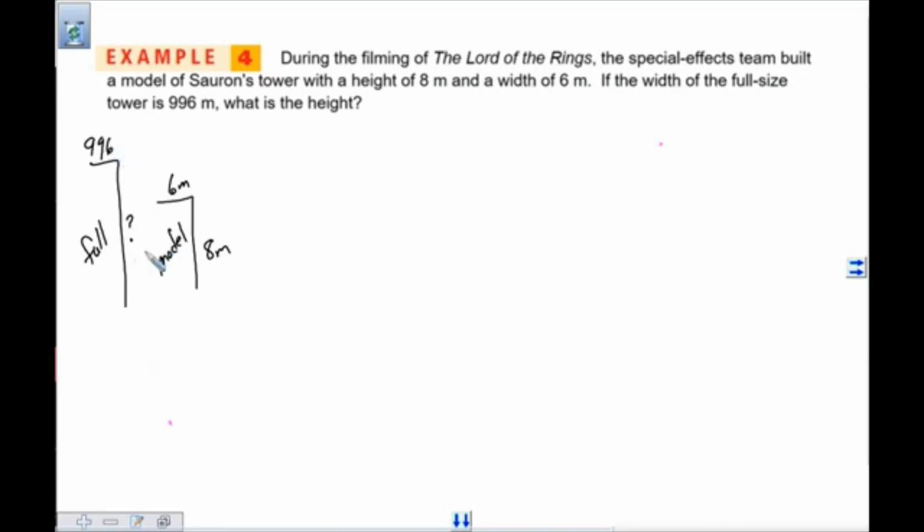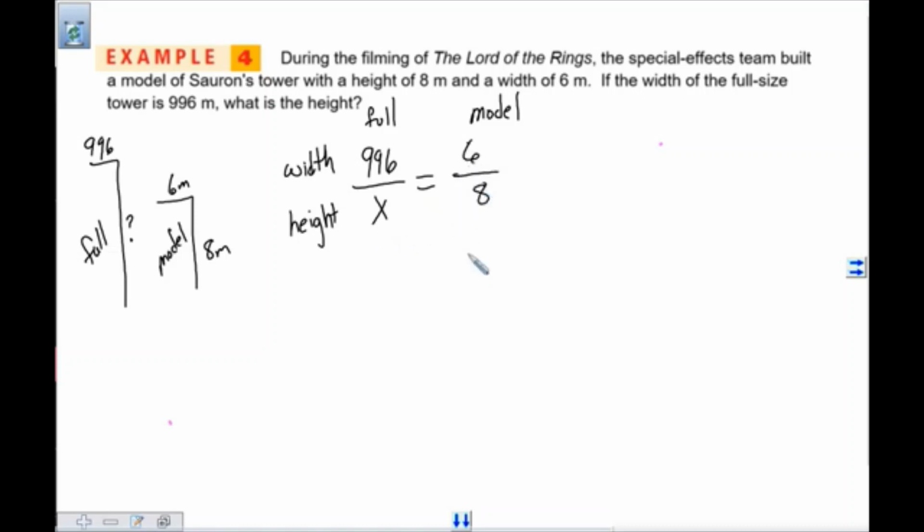Okay, so I'm going to set up our proportion just like we see here. 996 is our width over what we're looking for, our height, because it goes with the 996. Those are both the full-size measures. Then we started with our width over our height, and we have the full size on the left, which means we have the model on the right. So we need the model's width, which is 6, over the model's height, which is 8.